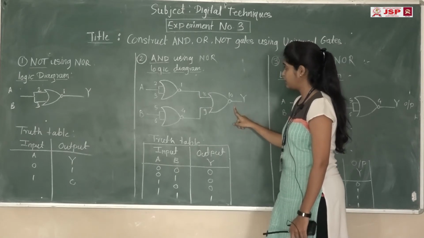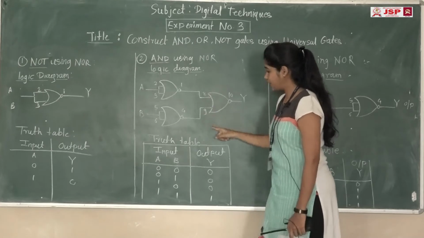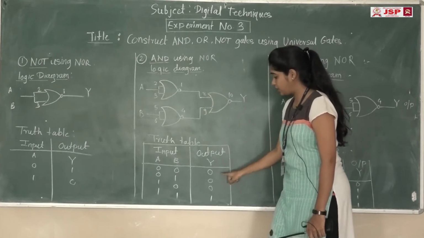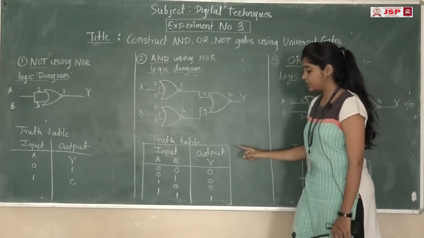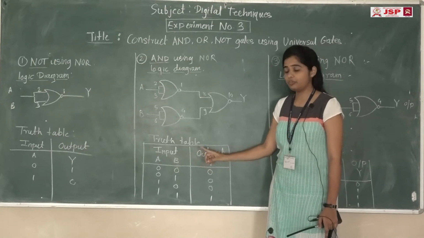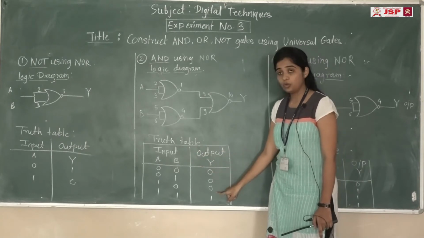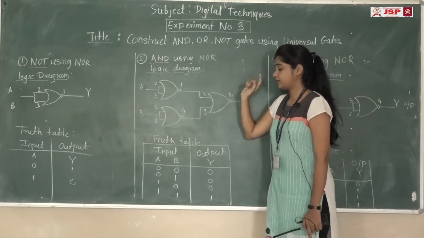Using this construction, we have designed the AND gate using NOR gates. We can verify it using our truth table. That is, when one of the inputs is low, we are getting the output low. So we have designed the AND gate using NOR gates.